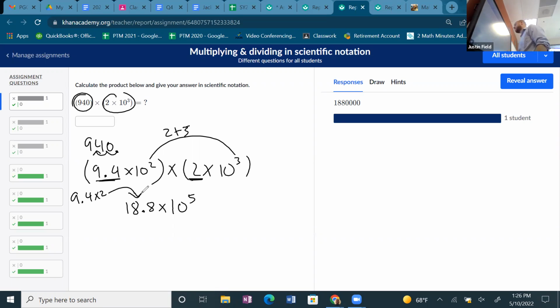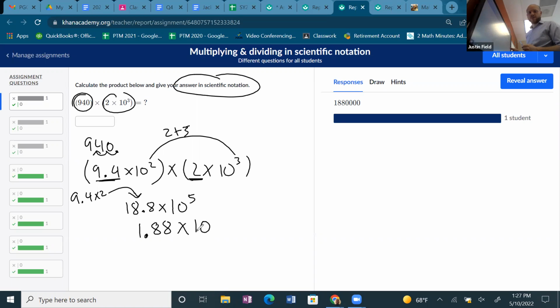But notice that 18.8 times 10 to the 5th is not written in scientific notation, and it asks us to give our answer in scientific notation. Some of you may be saying, it's very close. But we have two numbers in front of the decimal, and we are only allowed to have one. So we need to write it like this, 1.88 times 10. So now you have to ask yourself, times 10 to the what? Times 10 to the 6th or times 10 to the 4th?